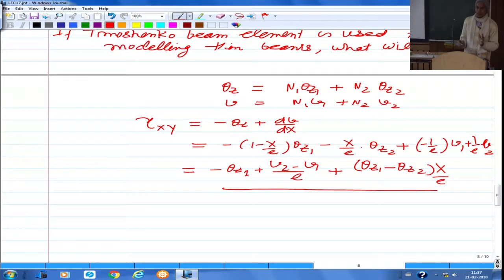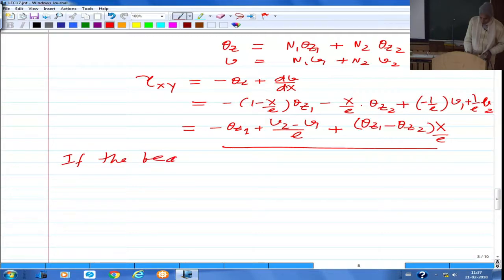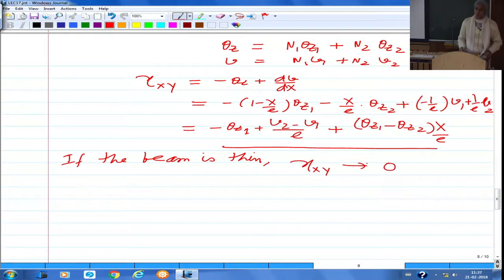This is the Timoshenko beam finite element, where the gamma xy expression is given by this within an element. And now if the beam is thin, then gamma xy is supposed to approach 0, because a thin beam is going to have higher shear rigidity compared to bending rigidity. So the predominant deformation is going to be bending, no shear. So thin beam means gamma xy would approach 0.